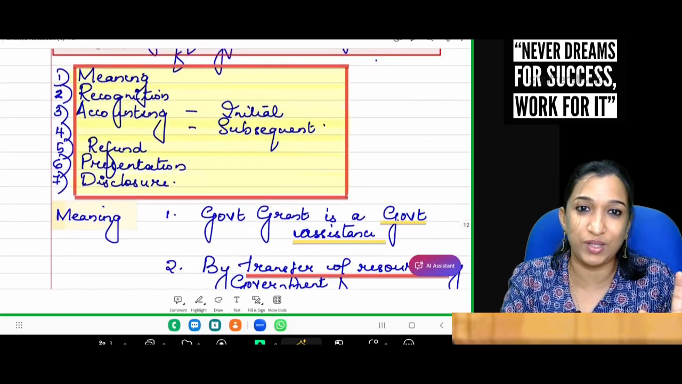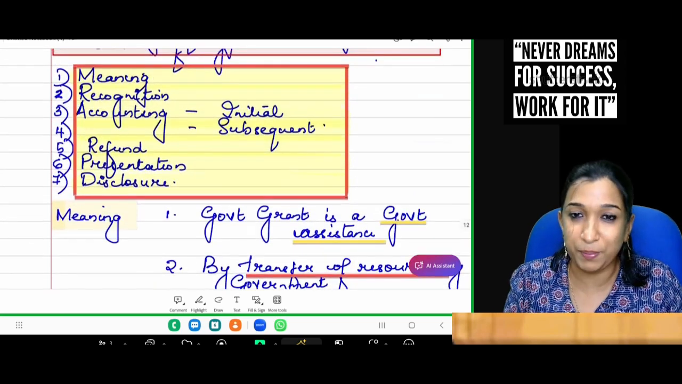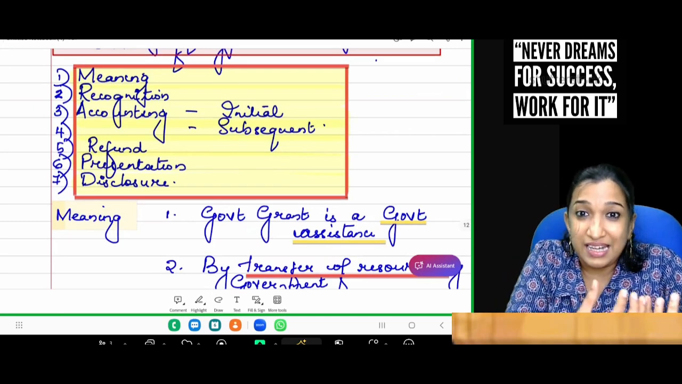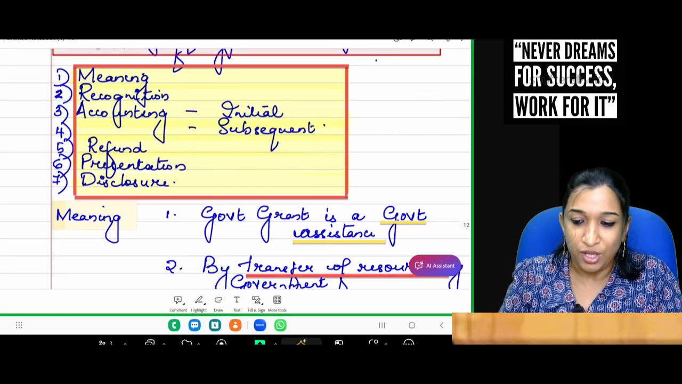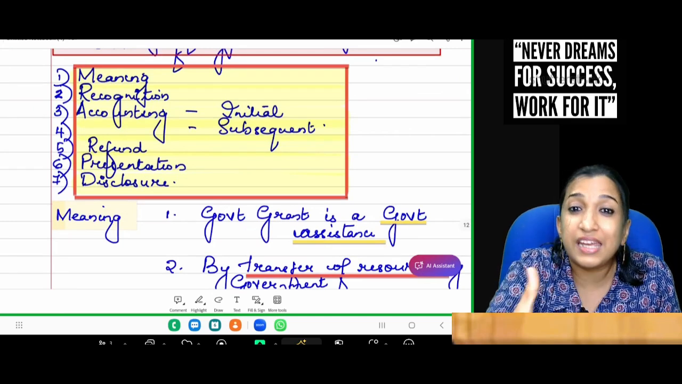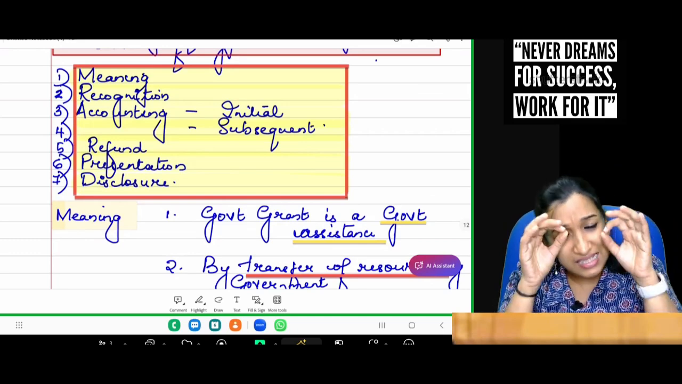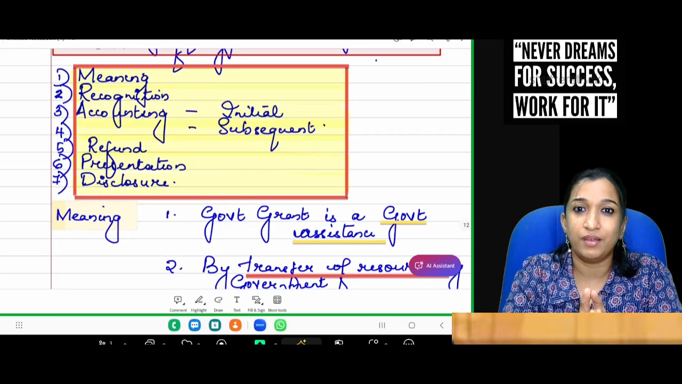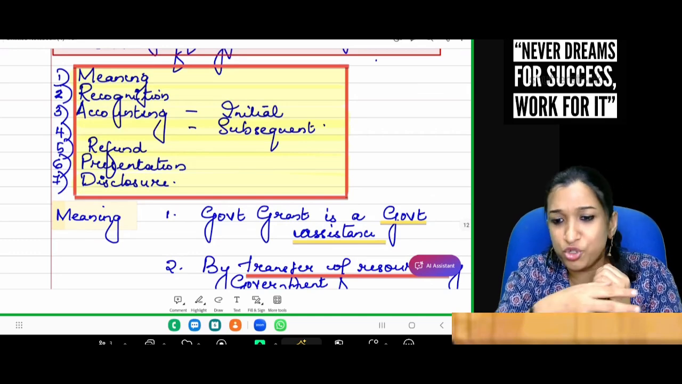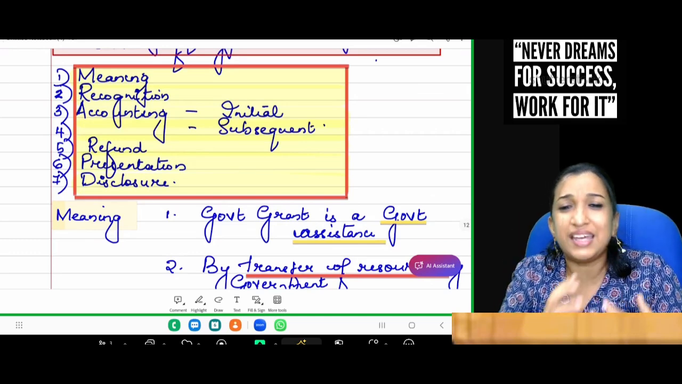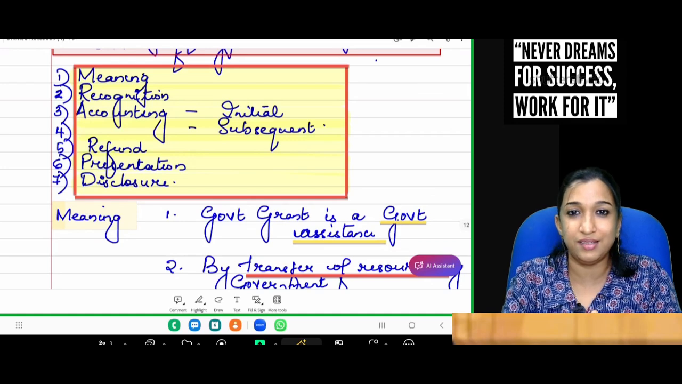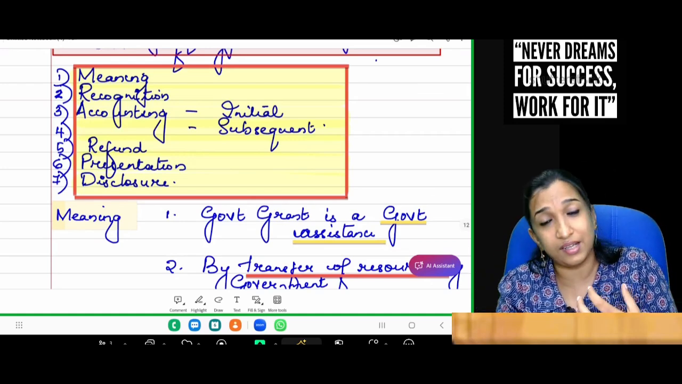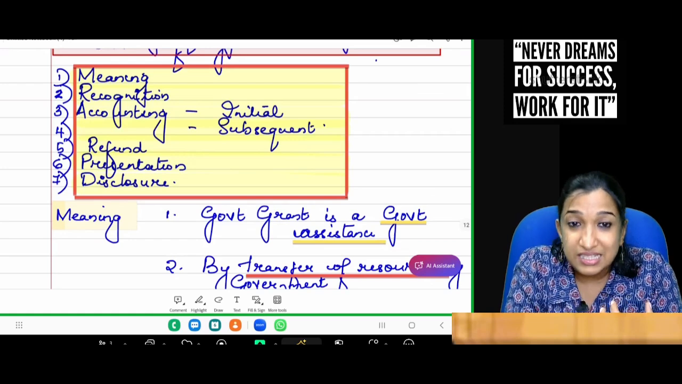Now, what is the next one? Recognition of government grant. When do you recognize a grant received or grant receivable in the books? Say, for example, I applied for a grant and it is certain that I'll receive the grant, but it takes 2 months' time. I'm sure that I'll be receiving the grant, but there are some conditions attached to the grant. So when should I recognize the grant? After satisfying the conditions or after when I receive the grant?